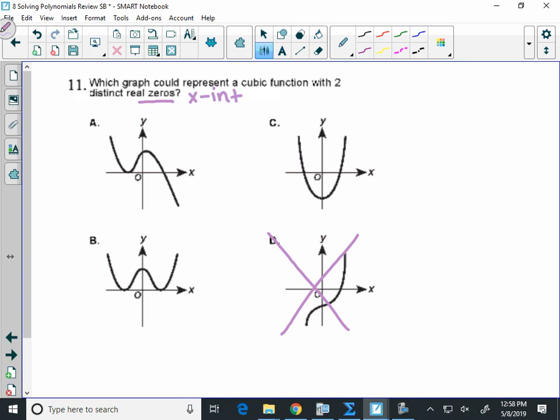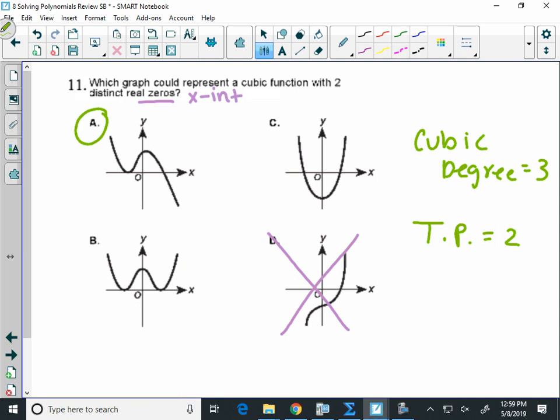But then we have to look at our remaining graphs and figure out, well, which one's representing a cubic? And we know a cubic has a degree of 3. So the cubic degree equals 3. Okay? Well, the graph of the cubic, if the degree is 3, that means the graph has 2 turning points. So looking at our options, the only graph that has 2 turning points is A.